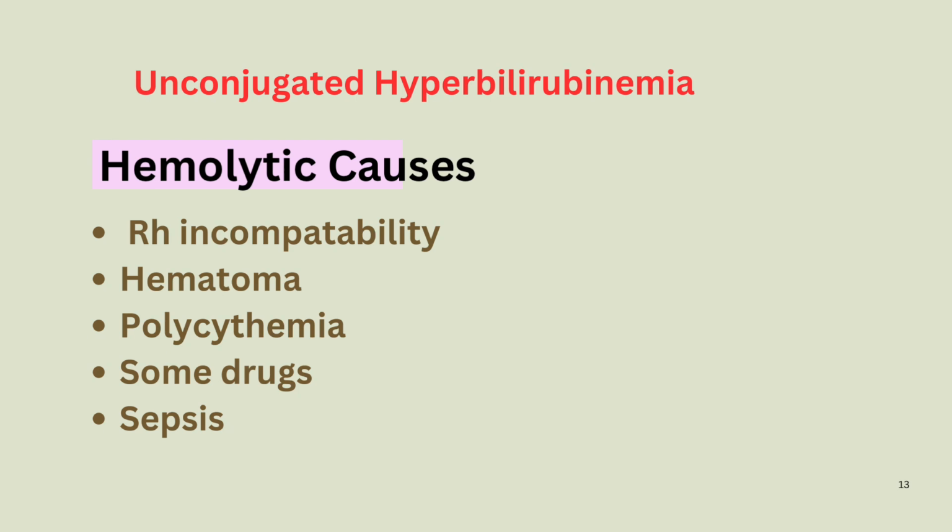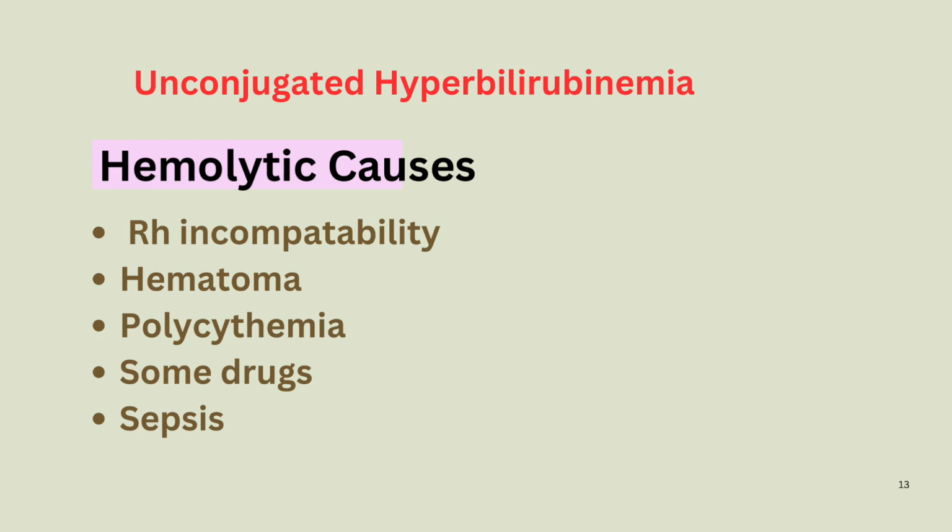Then third, I told polycythemia. Polycythemia is a condition in which there will be production of too many RBCs from bone marrow. When they are destructed in large number, they release a larger amount of bilirubin.